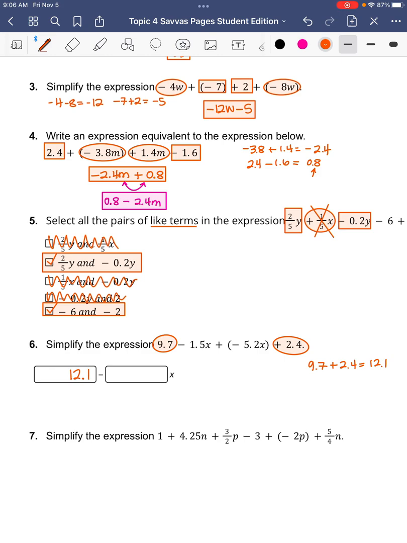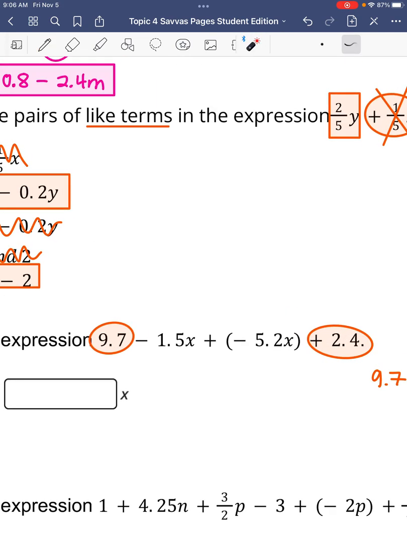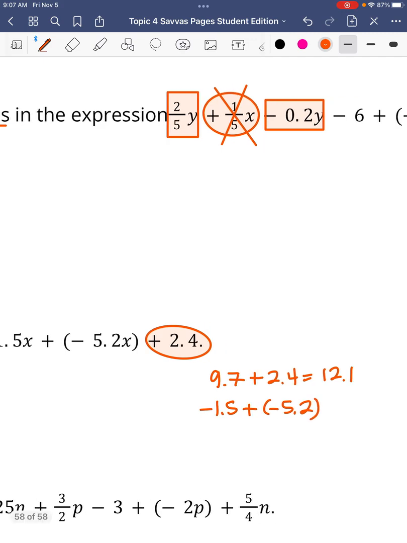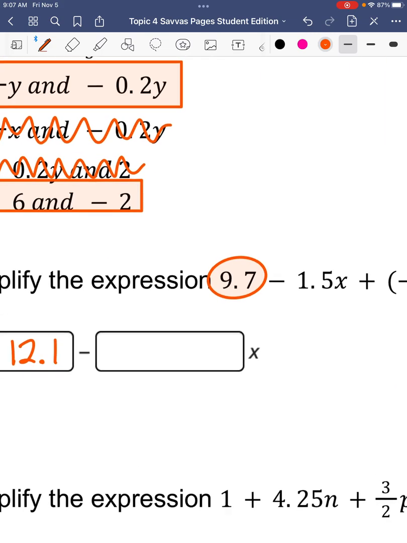Now, the two terms that are not circled are the two x terms. So they are like terms. And one thing that I notice about them is that they are both negative. I see a negative there and a negative there. So I'm going to take negative 1.5 and add negative 5.2 to that. And when I put that into my calculator, I end up with negative 6.7. And we know that's the number that gets attached to our x. So I'm going to put it in this box here. So I'm going to go ahead and write 6.7.